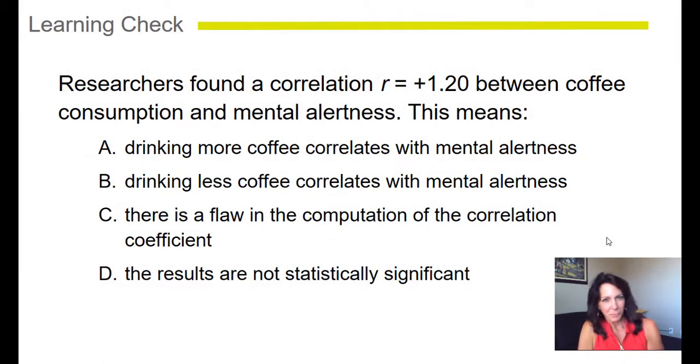Okay, here's one more. Researchers found a correlation of R equals positive 1.20 between coffee consumption and mental alertness. This means A, drinking more coffee correlates with mental alertness. B, drinking less coffee correlates with mental alertness. C, there's a flaw in the computation of the correlation coefficient. Or D, the results are not statistically significant. If you have to pause the computer to think about it, do that. I'm going to switch to the other slide right now.